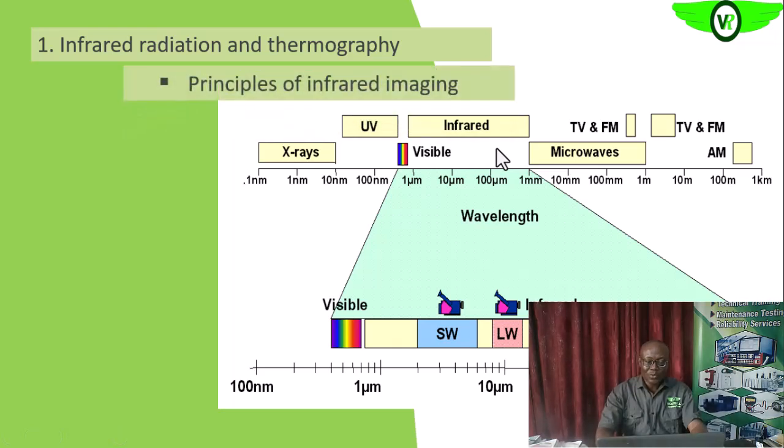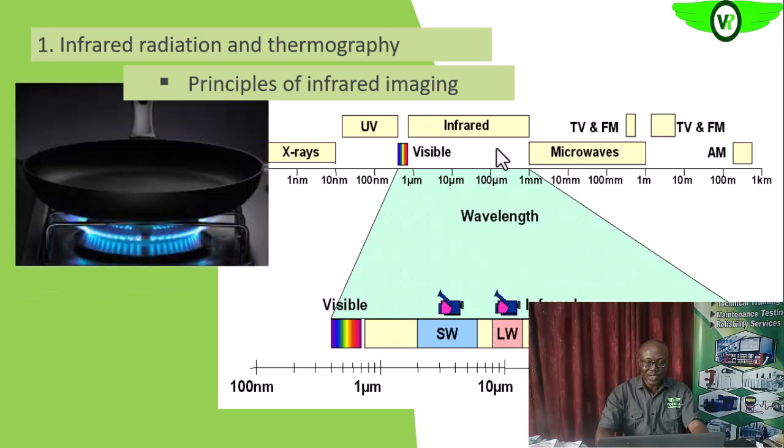So we'll also look at the principle of infrared imaging. As we go along, we have understood what infrared is. Now let us see how this infrared imaging is done. Remember, we said infrared is something that we cannot perceive with our sense of sight. Are we getting it? We can feel it if we are close to the source of the energy, but we cannot see it.